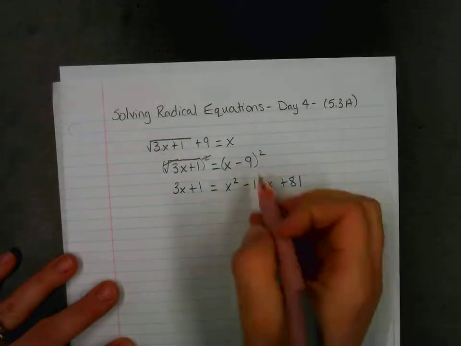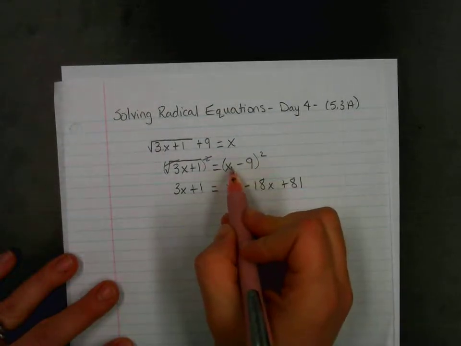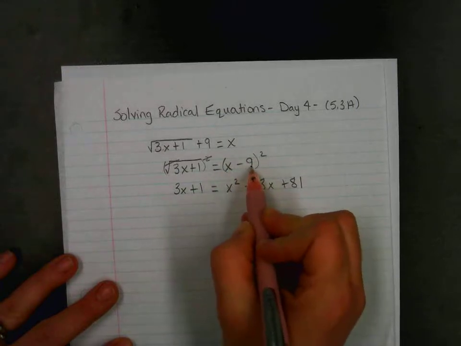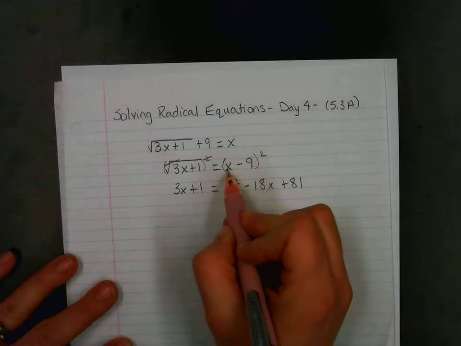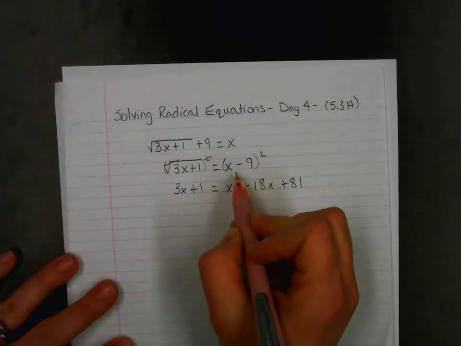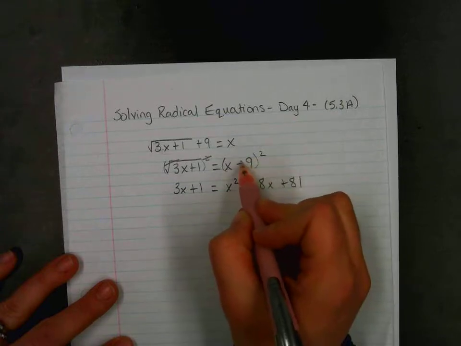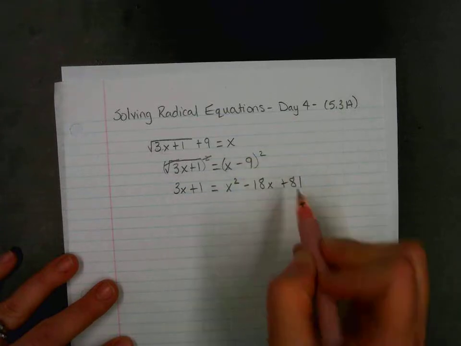So just a refresher on that shortcut, on a binomial squared, we would square the first term, multiply these two terms together, which would be a negative 9, and then double that value, would be a negative 18x, and then you can square this last value, which would be a plus 81.